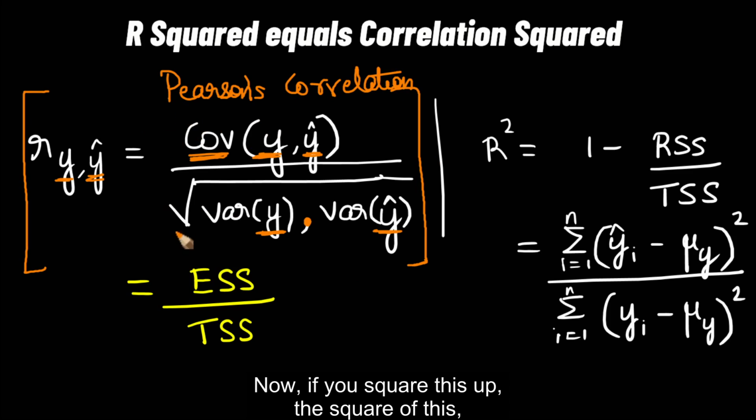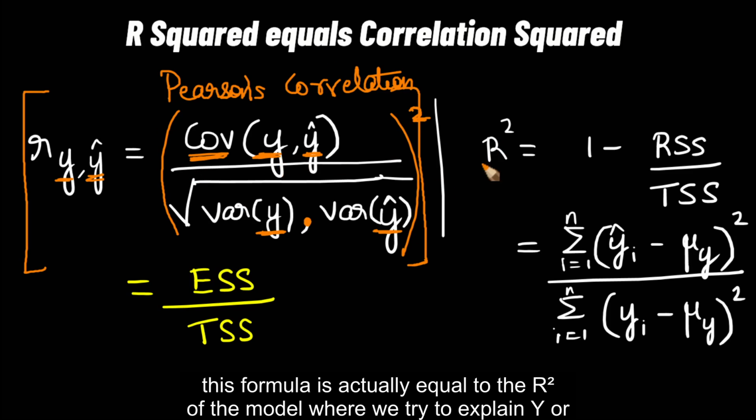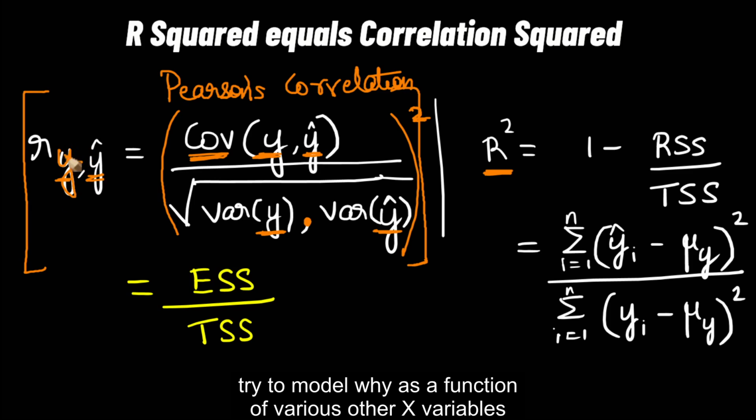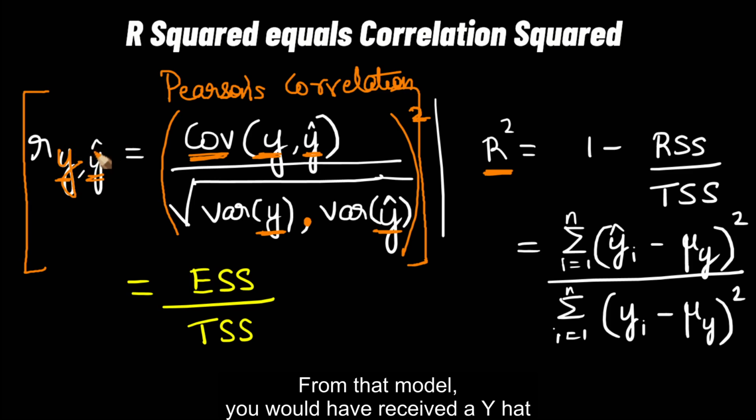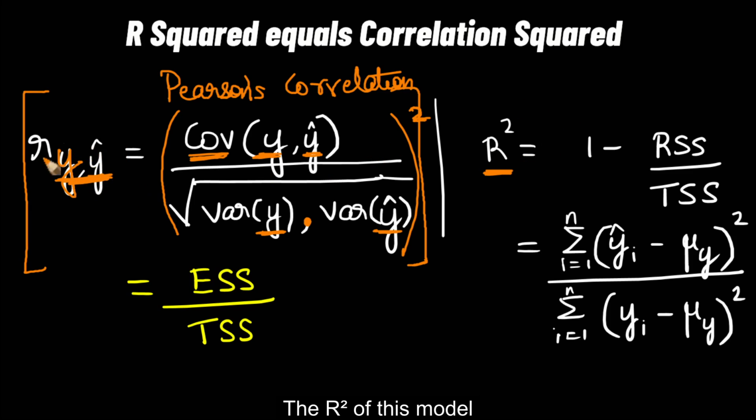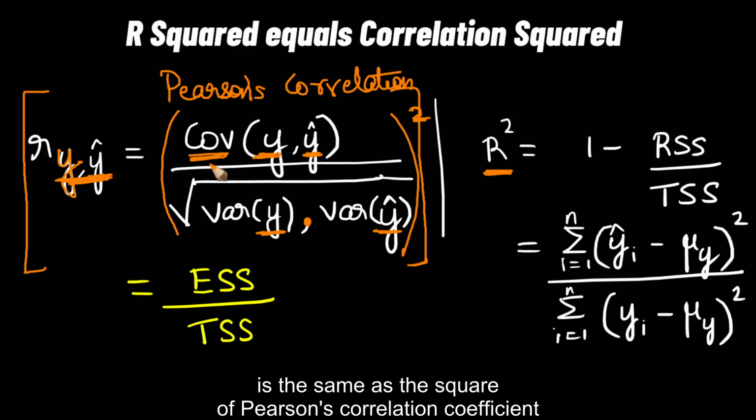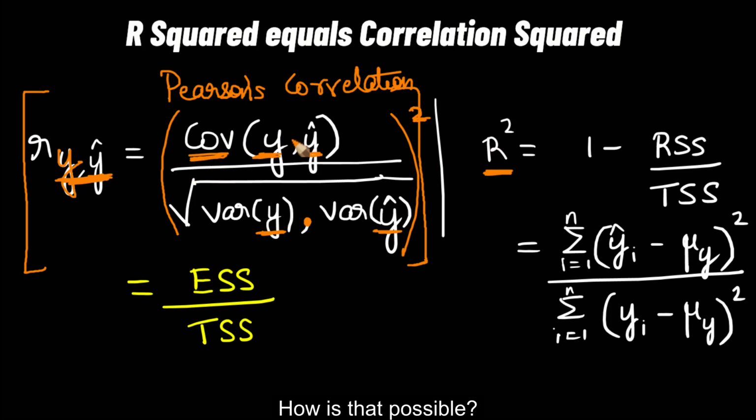Now if you square this formula, it is actually equal to the R square of the model where we try to explain y, or model y, as a function of various other x variables. From that model, you would have received a y hat. The R square of this model is the same as the square of Pearson's correlation coefficient. How is that possible? We will find out.